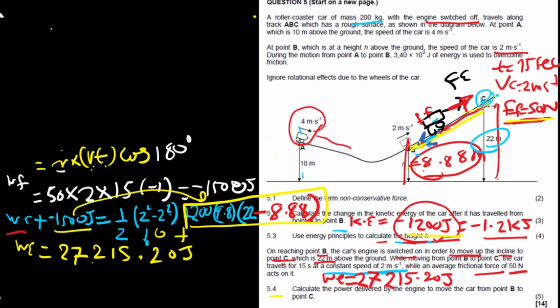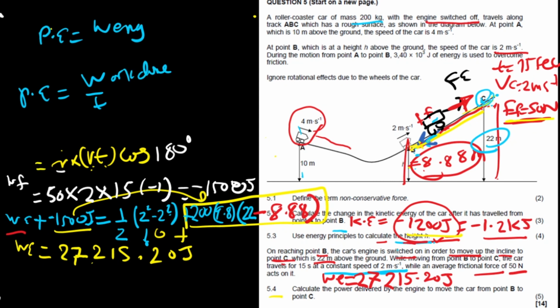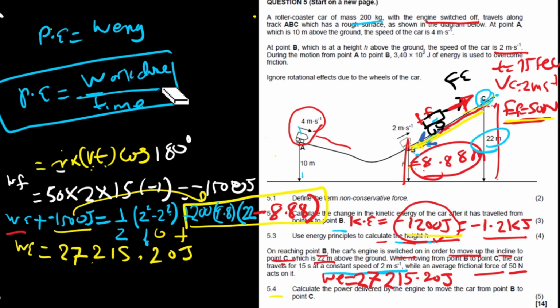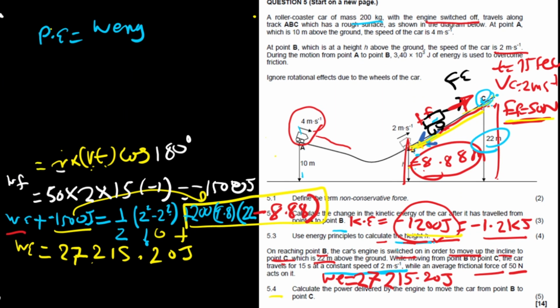So power of engine, how do we get it? Power of engine equal to work done of engine. Simply, power equal to work over time, work done over time. That's what you should know. So for this case, power of engine means it's going to be the work done of engine, which we just got, over the time that the engine was using from here to there.